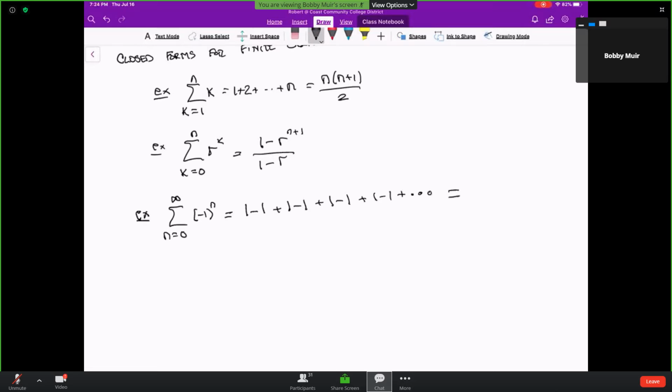So somebody tell me what that equals. 0. Yep, 0. But if I take this sum and I write it as 1 minus 1 minus 1 minus 1 minus 1 minus 1 minus 1, all I did is I factored the minus out and grouped them this way. Now what does this sum equal?